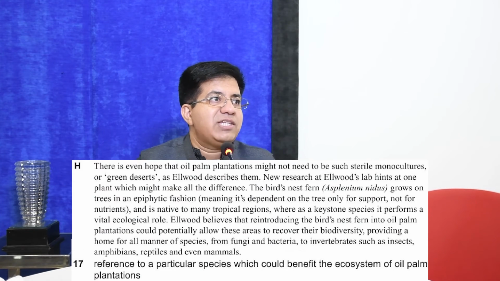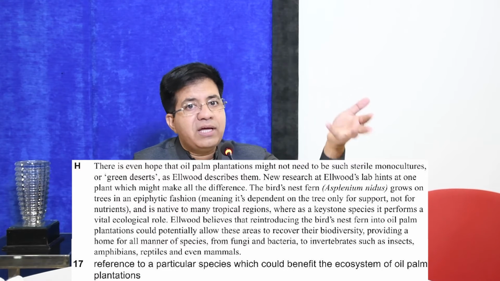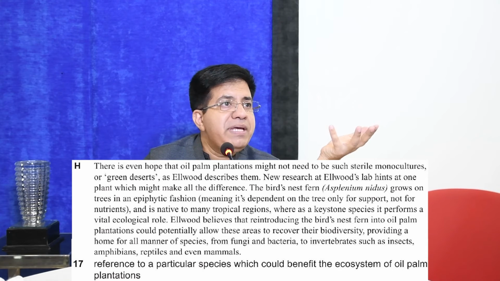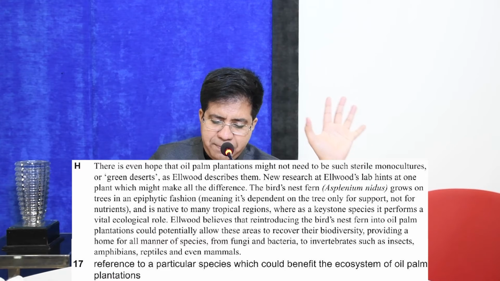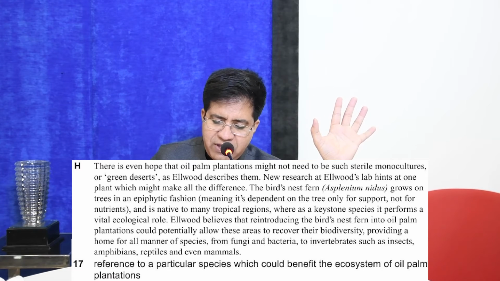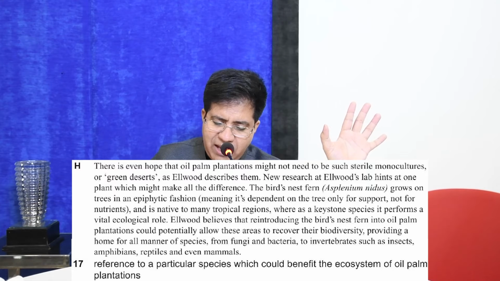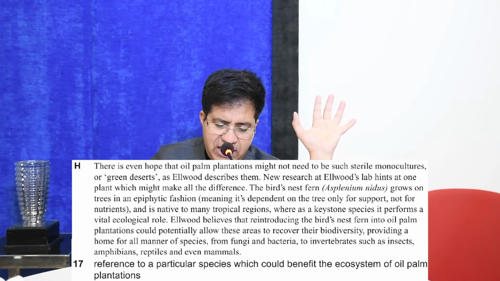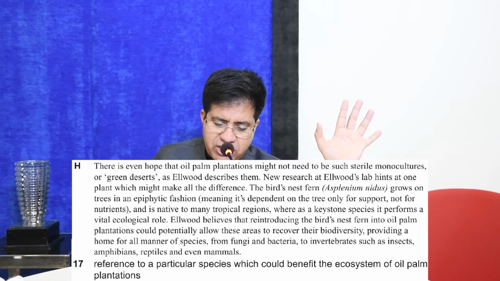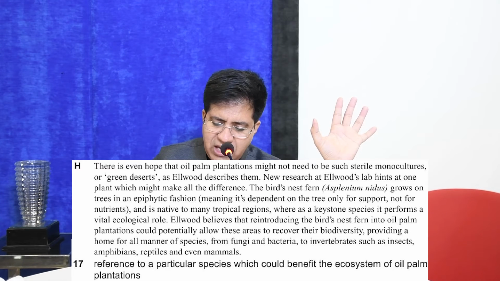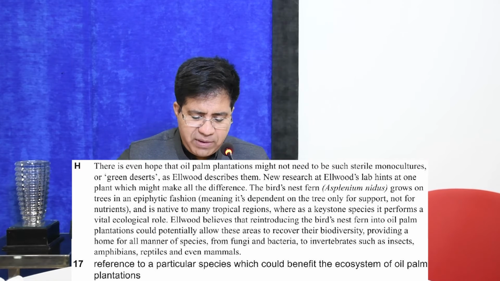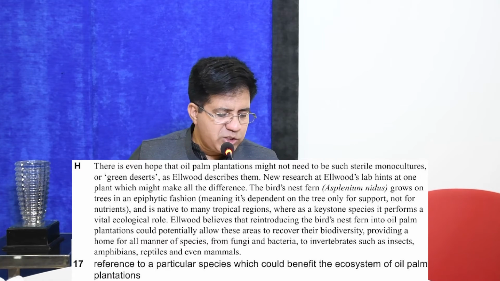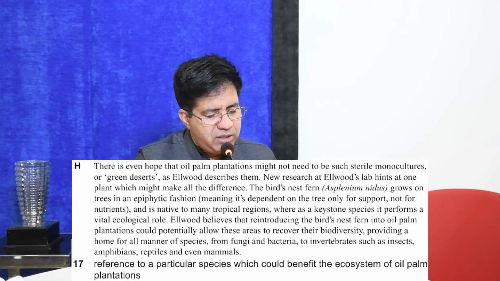It's paragraph H. See the benefit of doing other questions first: you are quite familiar with the passage and you can do it easily. Paragraph H, third line. The bird's nest fern, they've given the biological name, grows on trees, is an epiphytic fashion, meaning it's dependent on the tree only for support, not for nutrients, and is native to many tropical regions. So that's the species, and the answer for question number 17 is H.